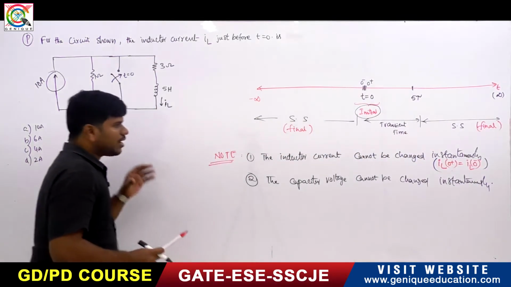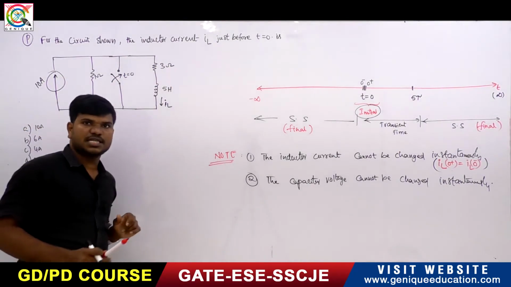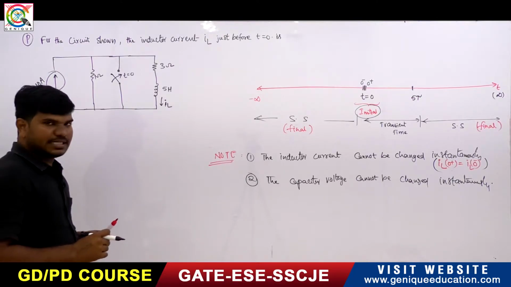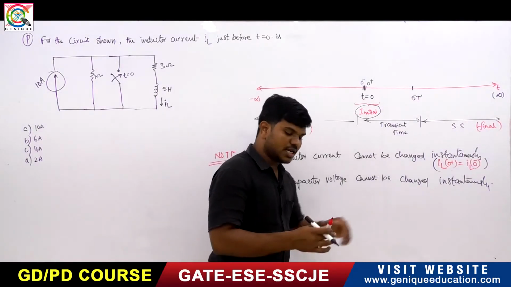So what is the meaning of this? The inductor current and capacitor voltage cannot be changed instantaneously. Right? We will see. And what does it mean that the capacitor voltage cannot be changed instantaneously?